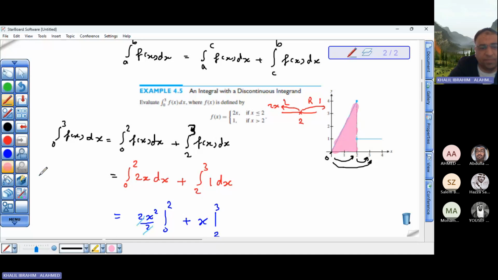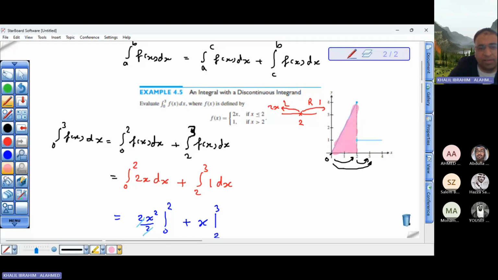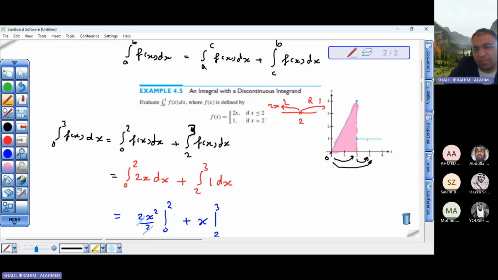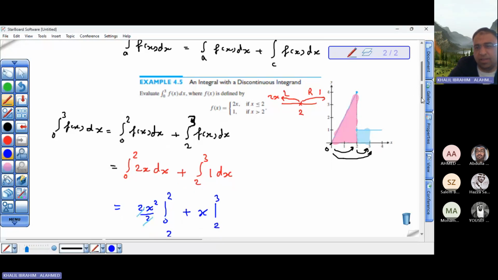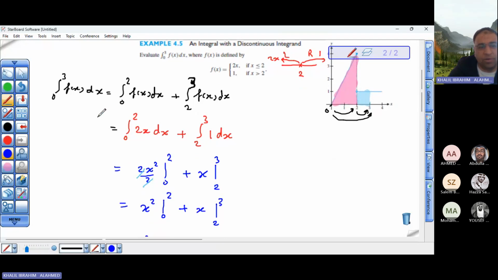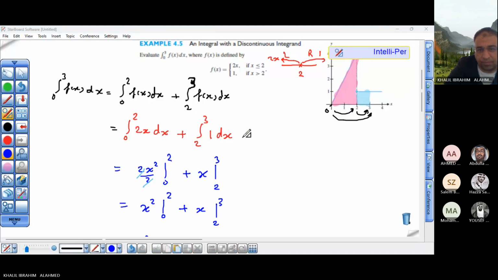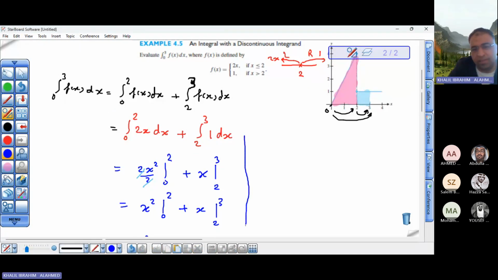This is the second, from 2 to 3, as you see. Did you understand this? I think we can also find the area in the second way, the second method.